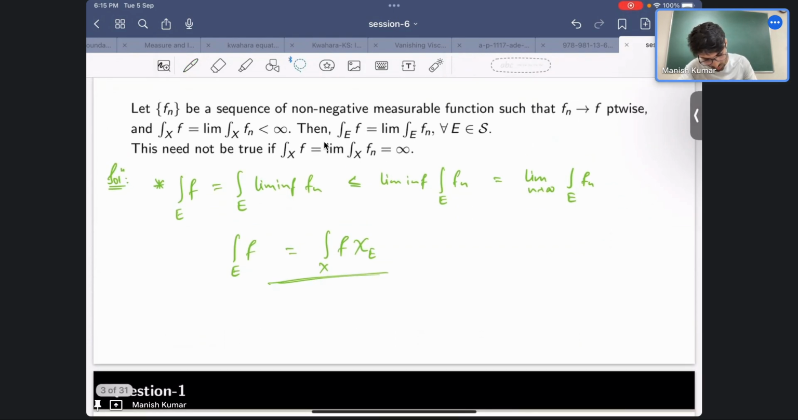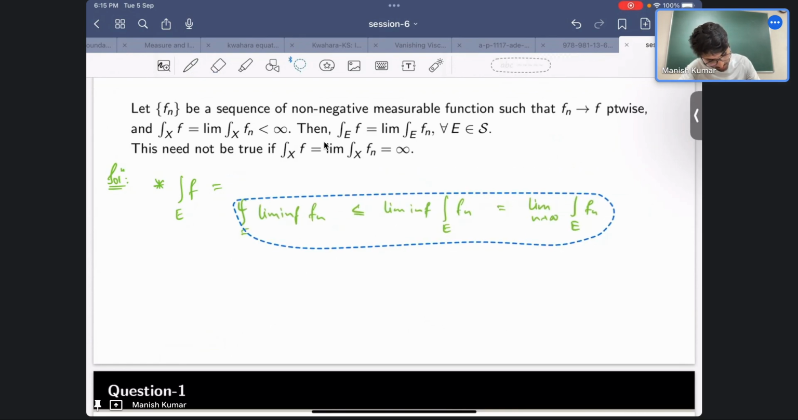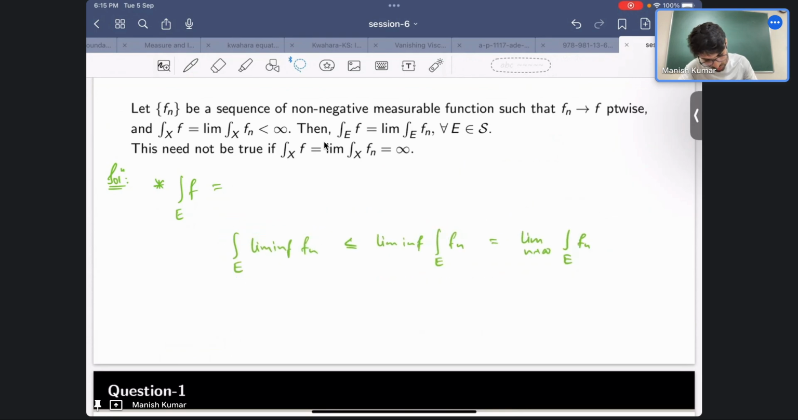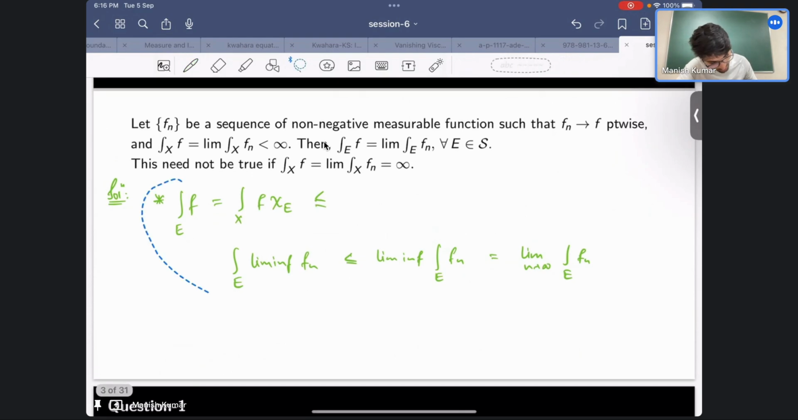So let me rewrite this somehow. To be more precise, let me crop this up, let me bring it down. So this f over e is nothing but x f chi over e. This is the function, right? Now this is nothing but, as she mentioned, you can write one more line if you want.